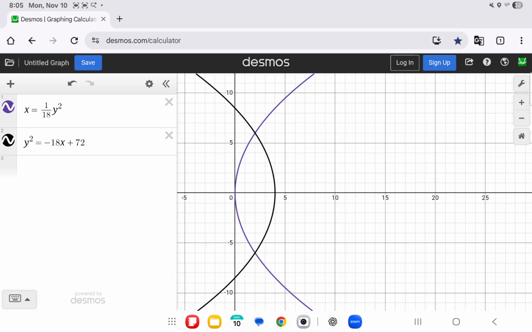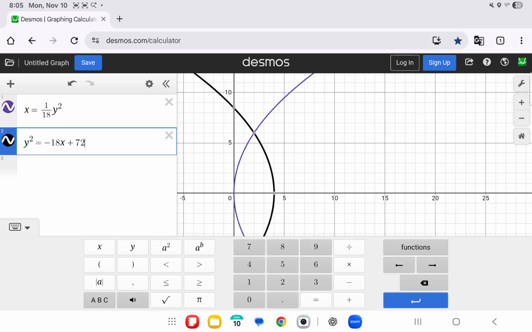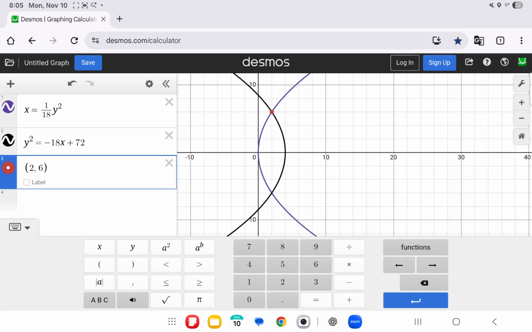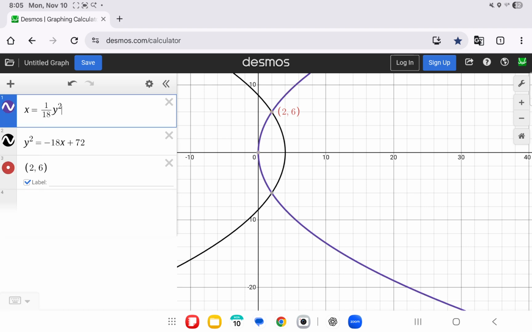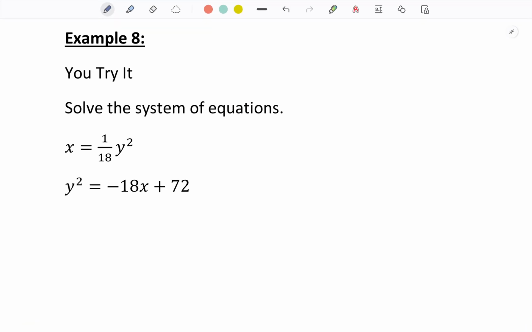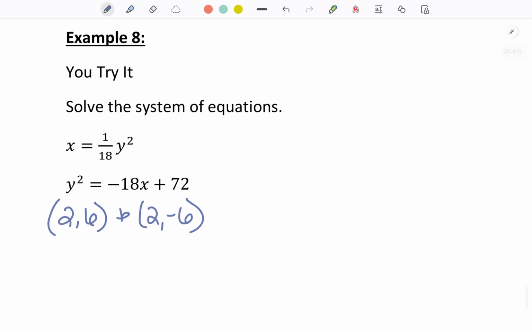Okay, so we have two spots that these intersect. And those are at 2, 6. I'm going to have to shrink this just a little bit. And then at 2, negative 6. So 2, 6 and 2, negative 6. So there we go.